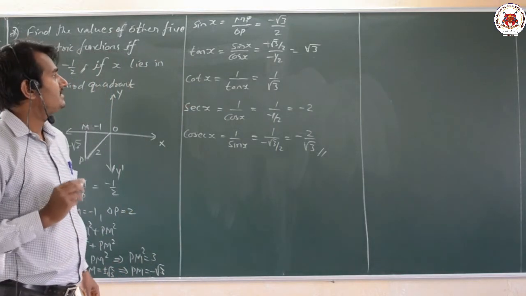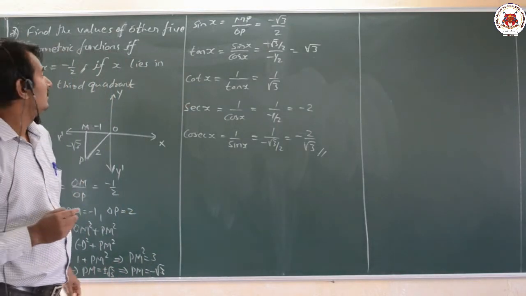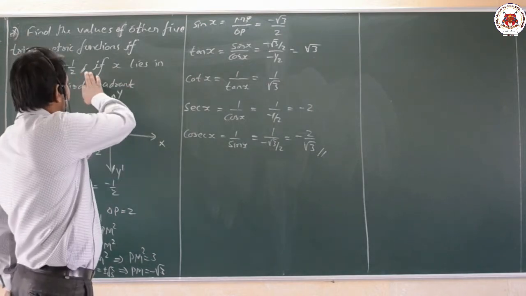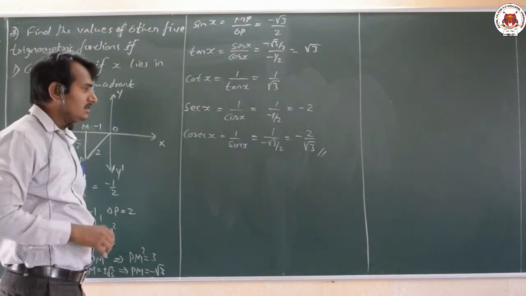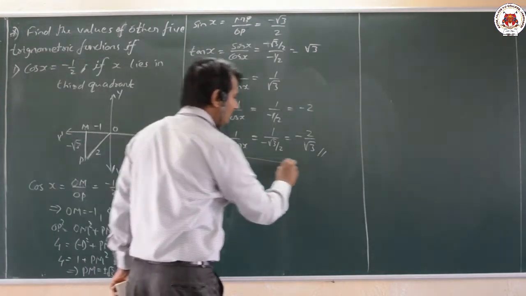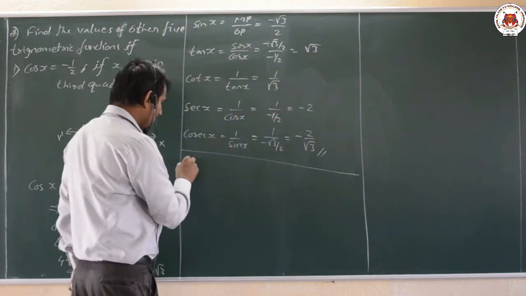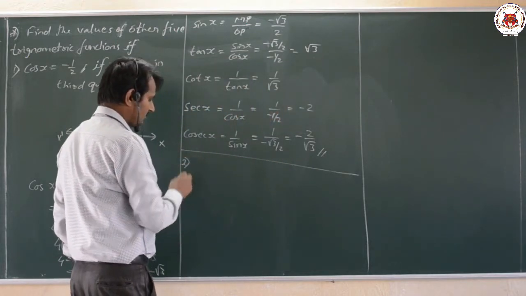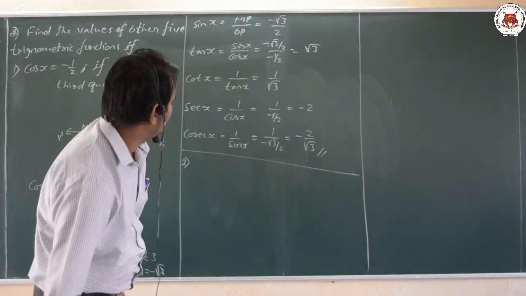Dear students, it is a very simple example. The cos x value is given, and you are required to find the other 5 trigonometric values. Okay, now let us start with the second one. Let us observe the second question.